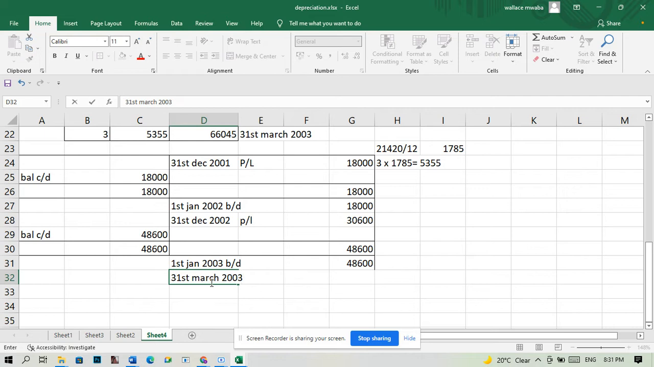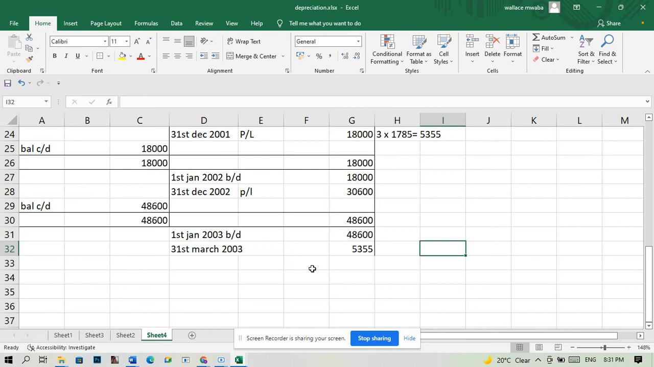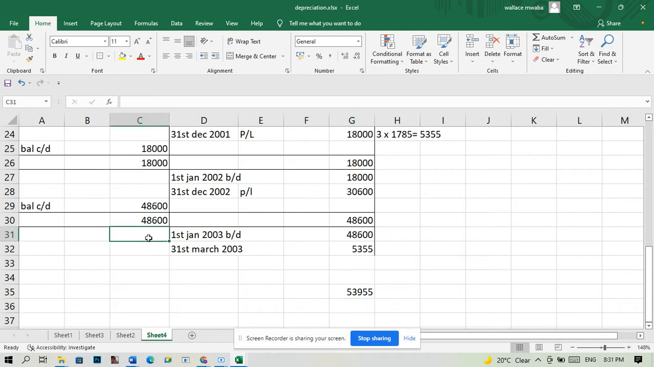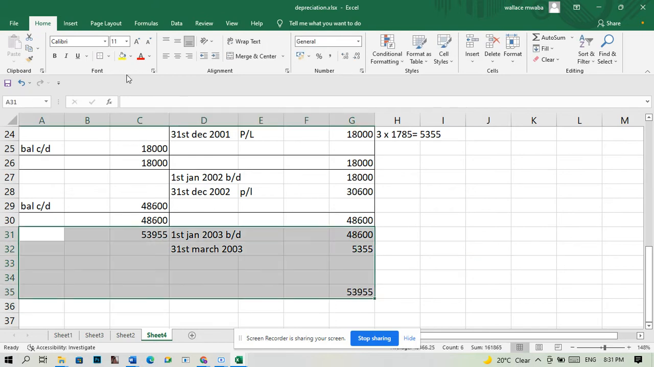Okay, so the depreciation charge which was charged to the machine was 5,355. So we're going to now total up. Okay, so we're going to say 48,600 plus 5,355 will get 59,955. So this is the amount which is going to go to the asset disposal. Okay, when the machine was sold, this was the accumulated depreciation attached to it.